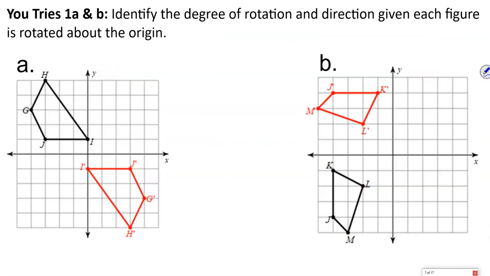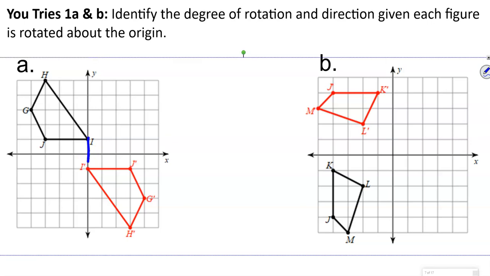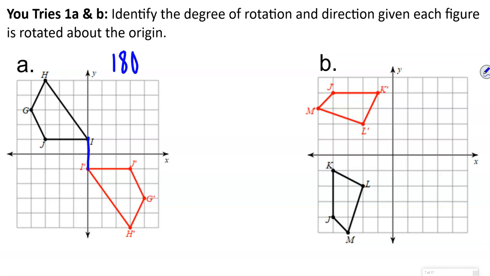All right, pause the video here, see if you can do these 2, and come back to me when you're done. So here again, I'm going to go from the origin to I, and from the origin to I prime. So this is another straight line, right? So this is a 180-degree rotation. And hopefully all of y'all know that the measure of a straight line is 180 degrees. All right, going to do the next one as well.